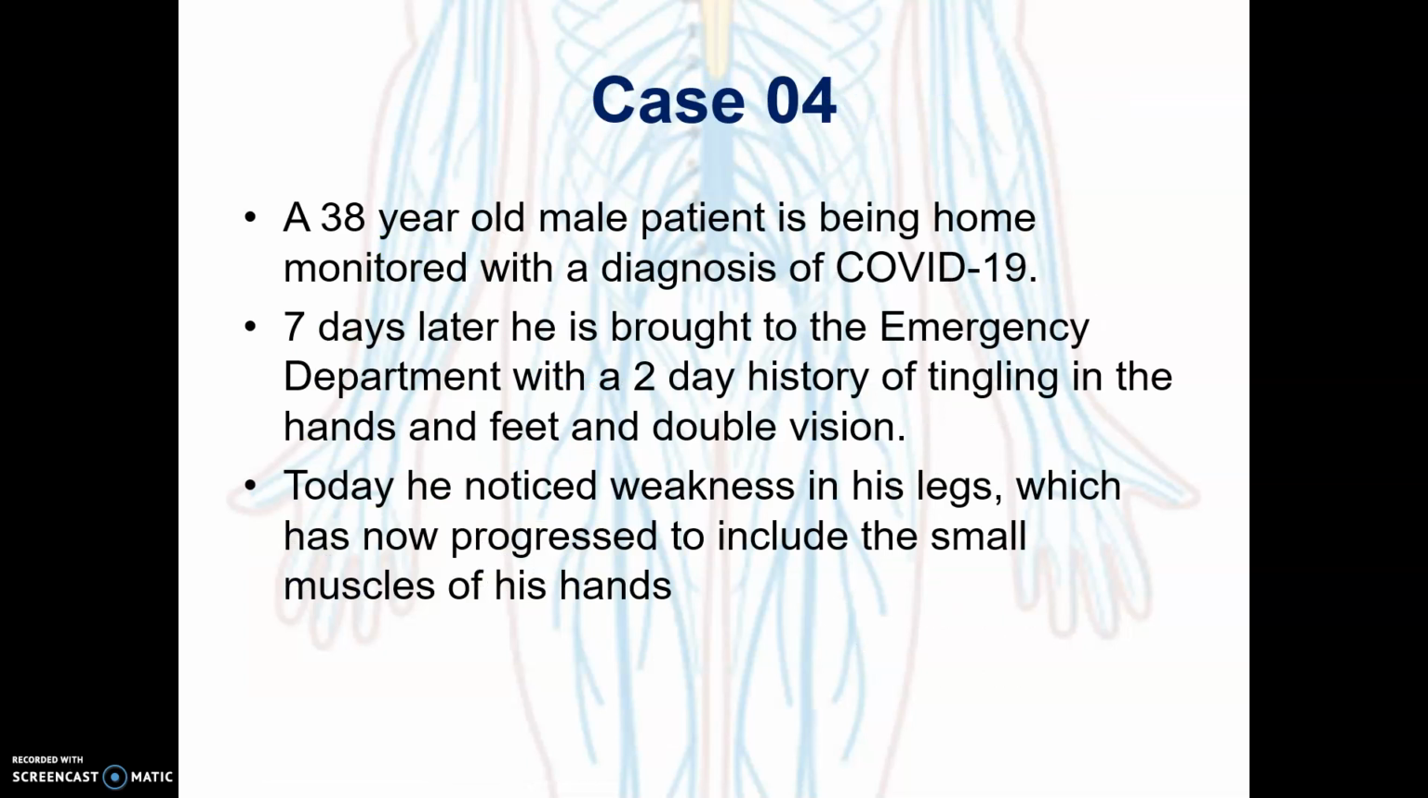Just one last situation. A 38-year-old man with COVID-19. Well, a couple more situations. He presents with tingling of his hands and feet and double vision. He has weakness in his legs, which has now progressed to include the small muscles of his hand. Pause the video and see if you can work out what might be going on here.